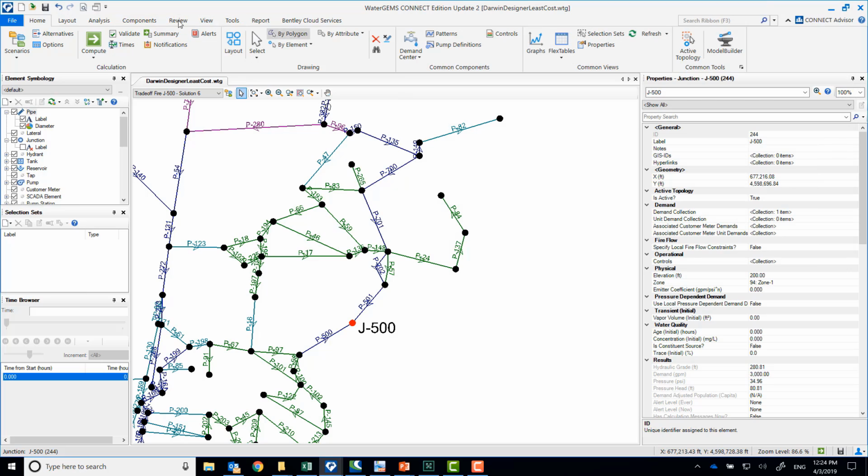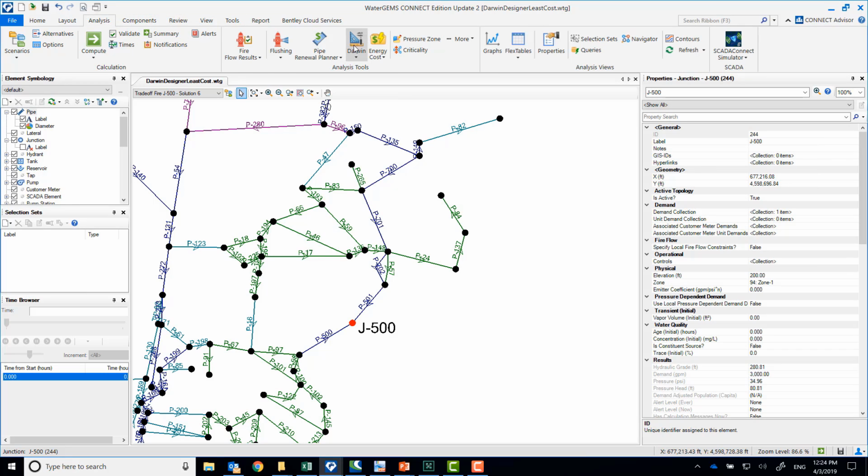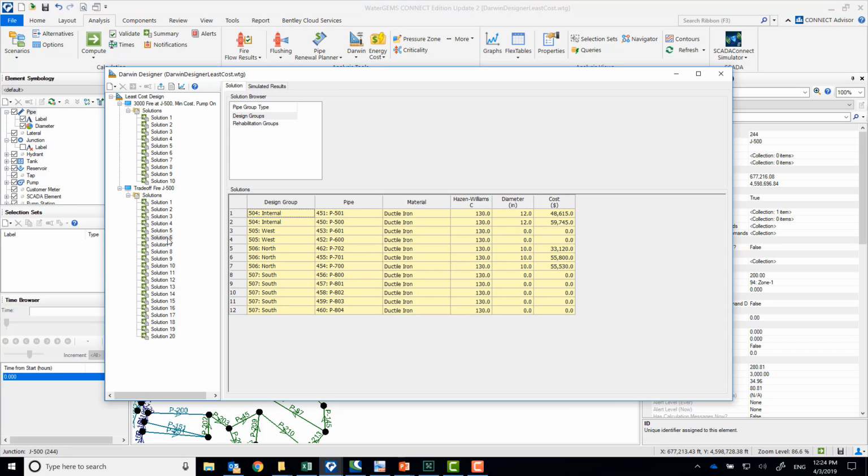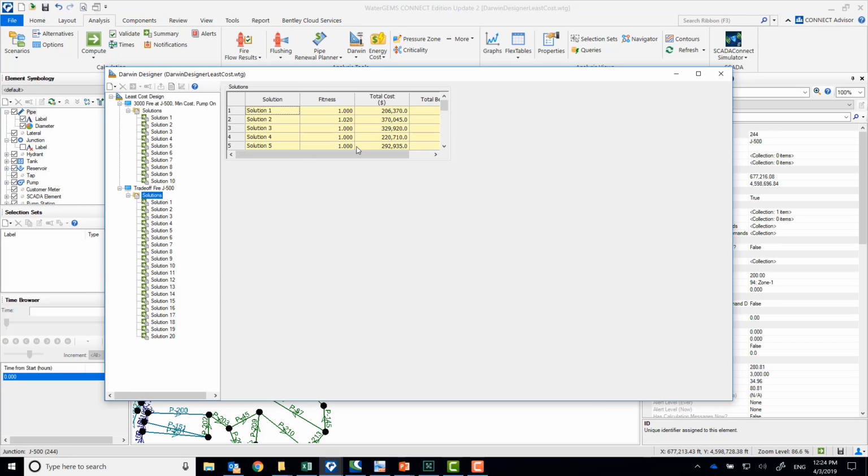Okay. And we can go back to the Darwin and see how much actually it was. This solution 6. Solution 6 was 252. So not that great of a cost, just a marginal 50,000 or less than 50,000 improvement over this one, yet your pressure goes from 25 to 35.